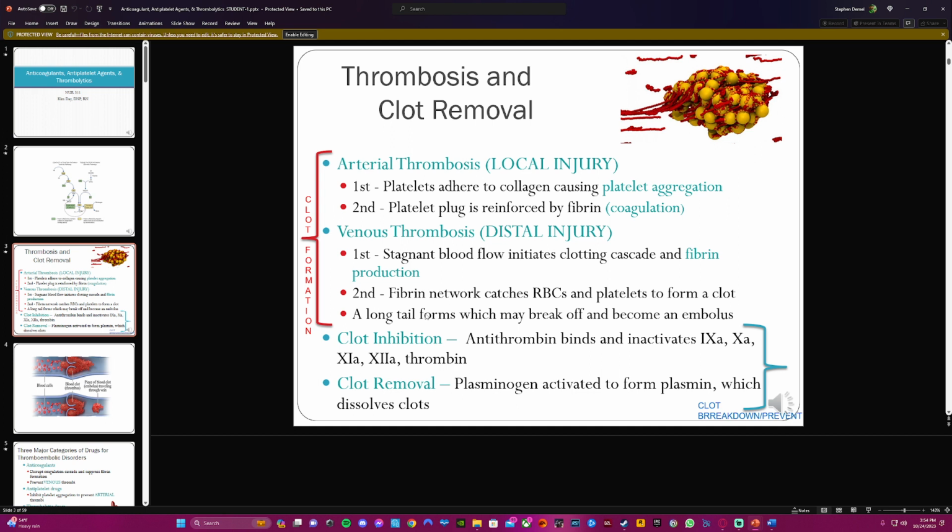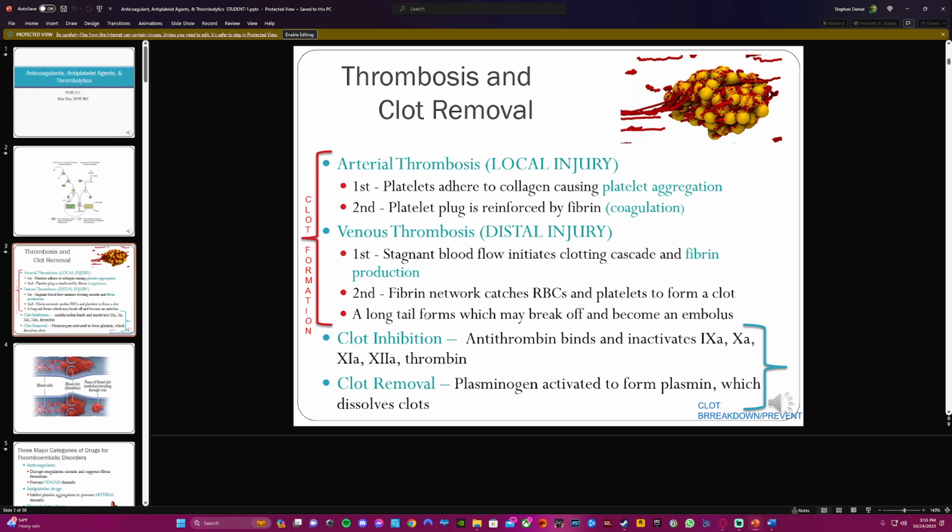The first, stagnant blood flow initiates the clotting cascade and fibrin production. Second, the fibrin network catches RBCs and platelets to form a clot. A long tail forms, which may break off and become an embolus.